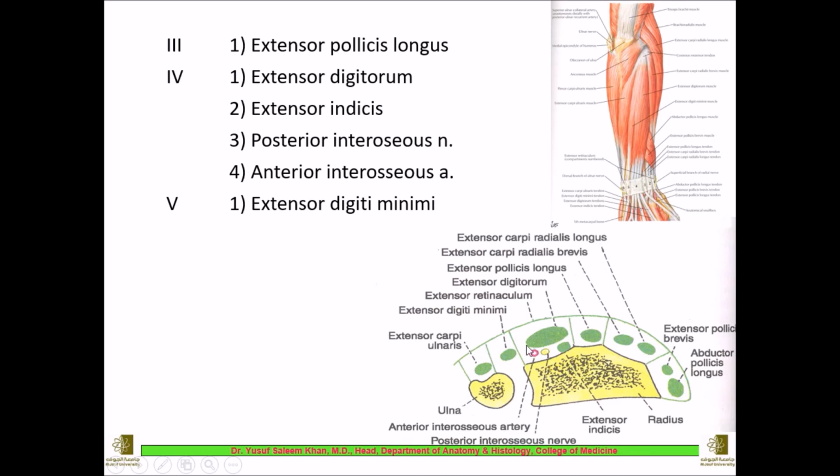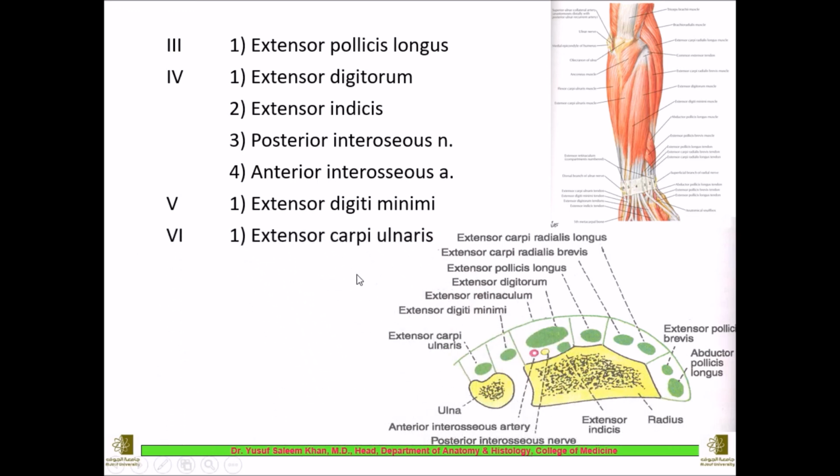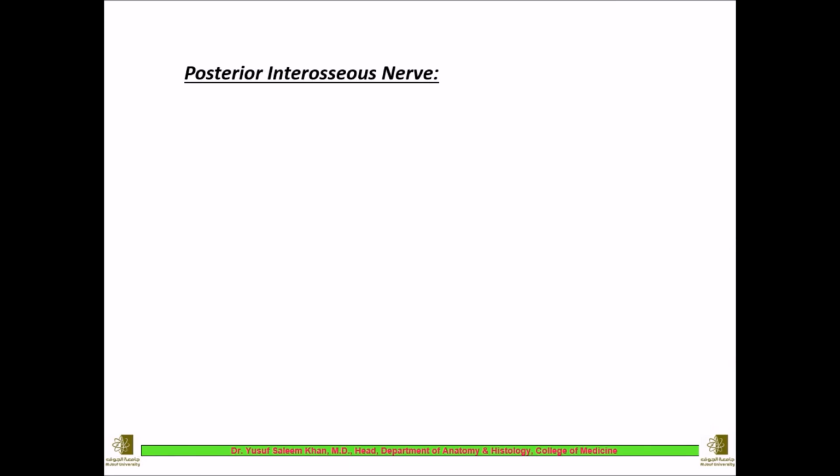Then the fifth compartment will have the extensor digiti minimi, which is going to the little finger, and the sixth compartment will be having only one tendon, extensor carpi ulnaris. So these are the 6 compartments which are within the extensor retinaculum.